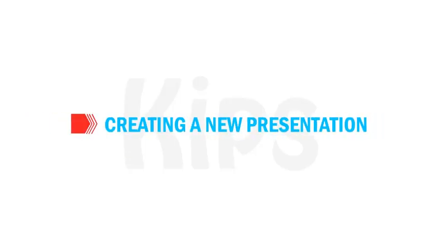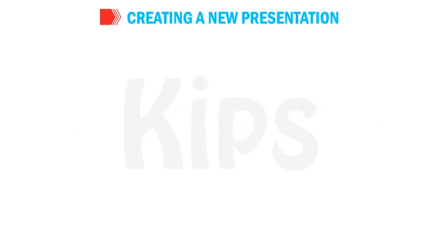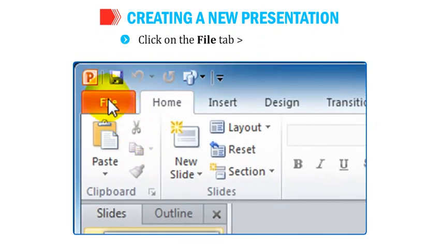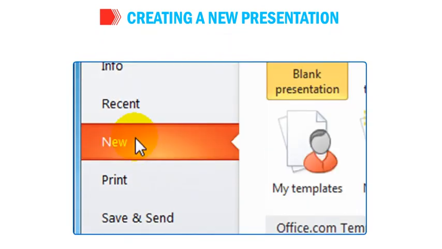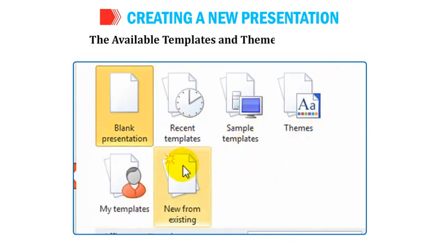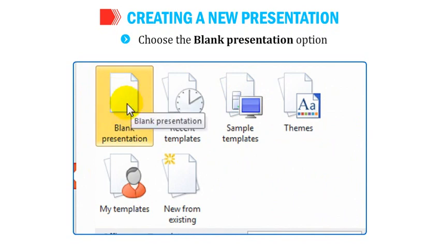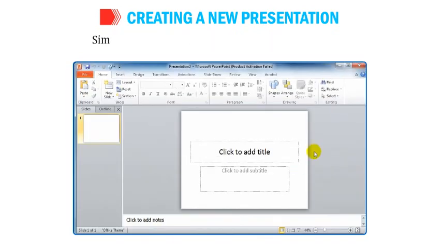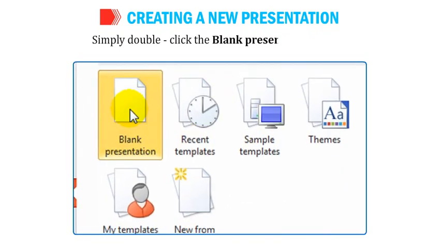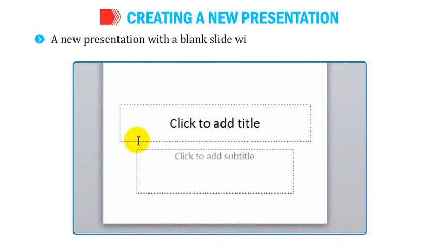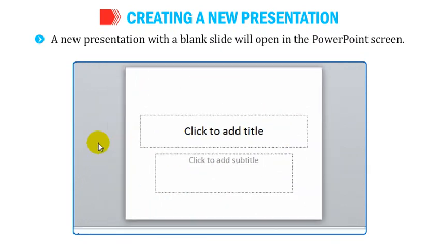Let us understand the steps of creating a new presentation. To create a new presentation, follow the given steps. Click on the File tab, then go to New option. The available templates and themes pane appears. Choose the blank presentation option. Click on Create button, or simply double-click the blank presentation option. A new presentation with a blank slide will open in the PowerPoint screen.